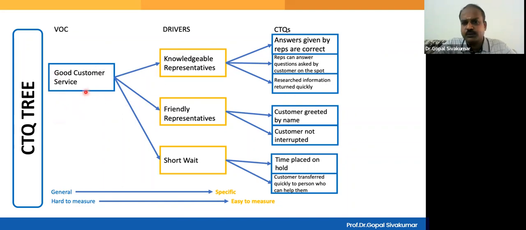Another example here, I need a good service. Good service means the drivers of satisfaction are considered to be knowledgeable representatives, friendly representatives, and short waiting time. And then each one you are further diving deeper. Knowledgeable representative means the answer given by the representative should be correct, something like that. Similarly, friendly representative means the customer should always be greeted by name while addressing any call or whenever addressing a customer. Short waiting means the time that you place a customer on hold whenever he calls, right? Likewise, a general requirement is converted into a specific requirement, and a hard to measure requirement is converted into an easy to measure requirement, and all that you see on the right side are CTQs.